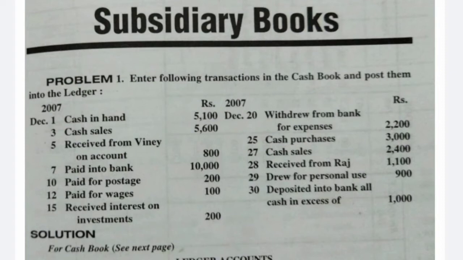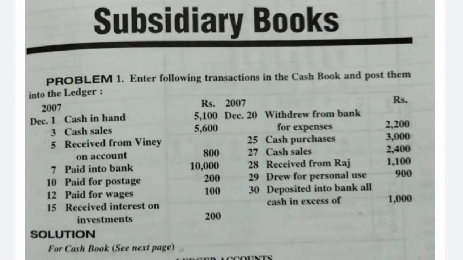drawings account debit to cash account. So here the drawings is on the debit side. In the drawings account, to cash 900 will come on the debit side of the drawings ledger account, and cash is on the credit side. You will credit the cash book by drawings, that is rupees 900.